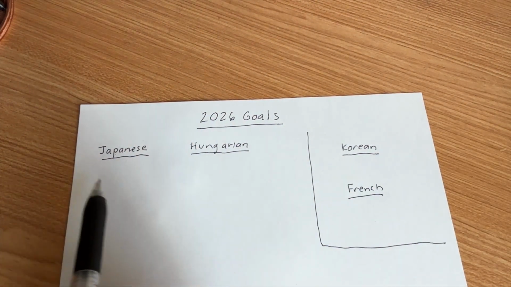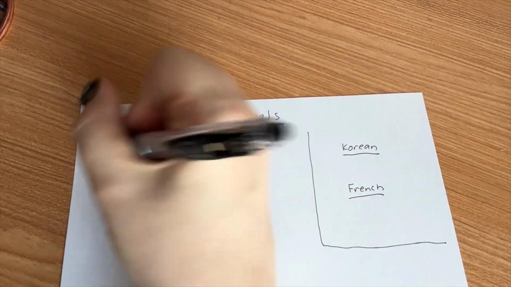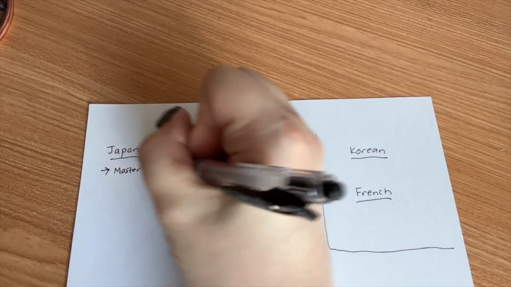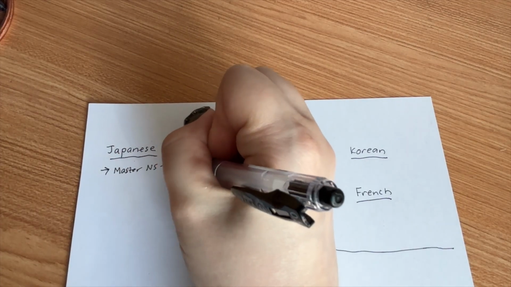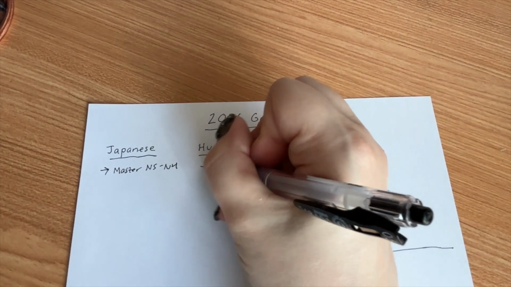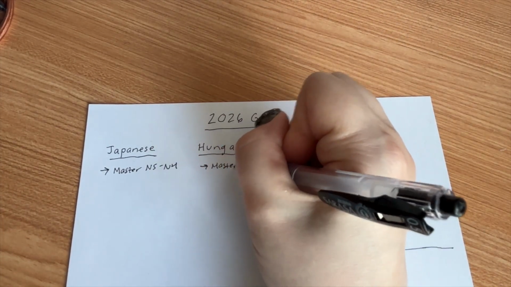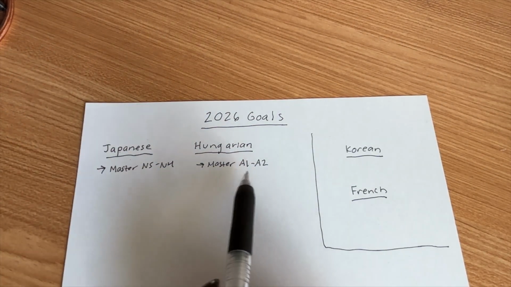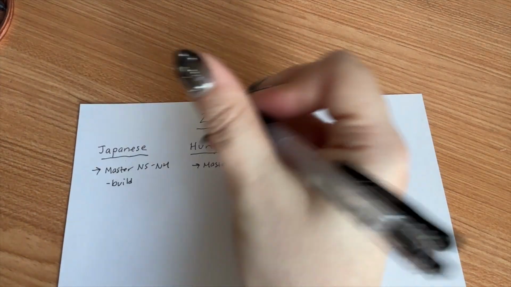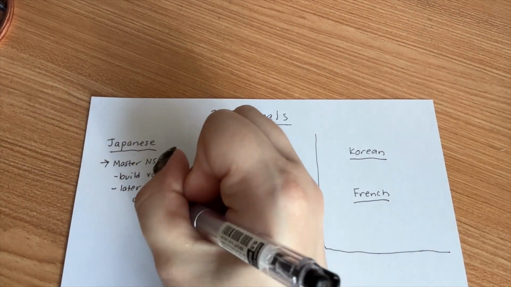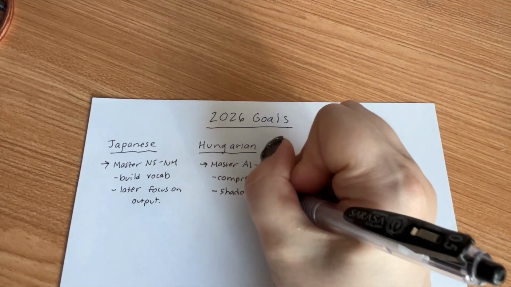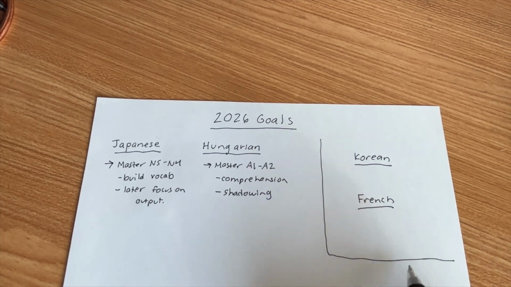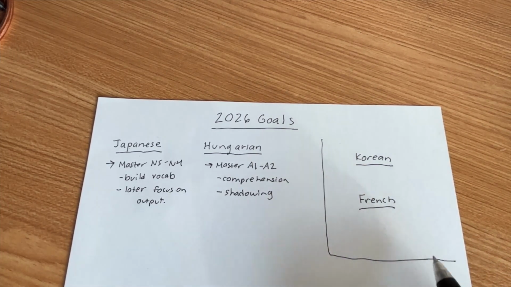Okay, so now I'm going to go back and just list my main goals for these two languages. So for Japanese this year, I want to master the N5 to N4 level. And for Hungarian, I just want to master, ideally, A1 to A2. Okay, then I'm going to list some sub goals under these languages. Now, for French and Korean, like I said, I'm just trying to maintain them, but I will put some little notes about what my approach is with those as well.